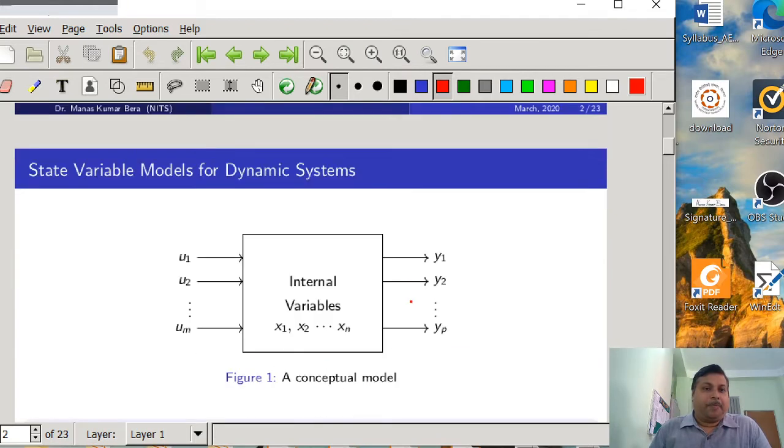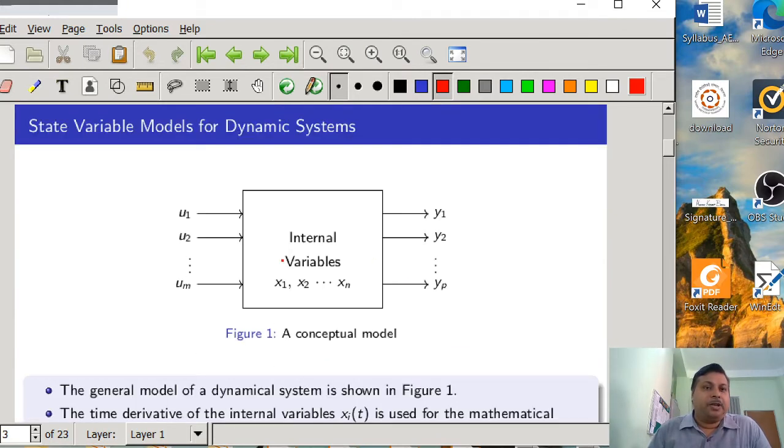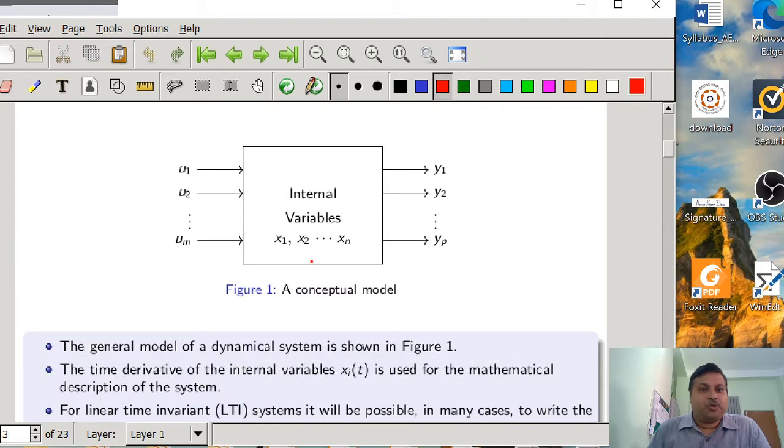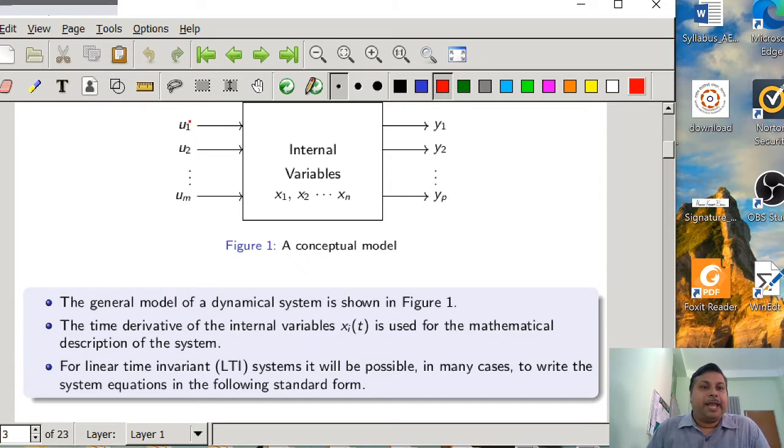So as an introduction, we are considering a conceptual model of a MIMO system where m number of inputs are there, that is u1, u2, um, n number of state variables are there, that is x1, x2, xn, and p number of outputs are there, y1, y2, yp. So the general model of a dynamical system is shown in figure 1. The time derivative of the internal variable, that is x_i dot of t, is used for the mathematical description of the system.